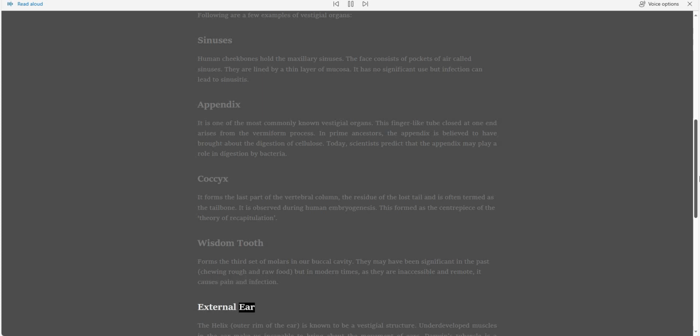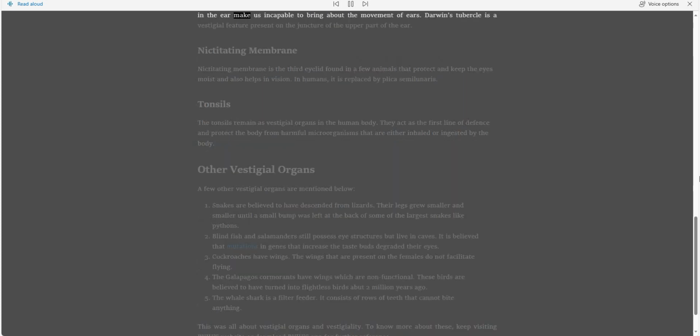External ear. The helix, the outer rim of the ear, is known to be a vestigial structure. Underdeveloped muscles in the ear make us incapable of moving our ears. Darwin's tubercle is a vestigial feature present at the juncture of the upper part of the ear. Nictitating membrane. The nictitating membrane is the third eyelid found in a few animals that protects and keeps the eyes moist and also helps in vision. In humans, it is replaced by plica semilunaris. Tonsils. The tonsils remain as vestigial organs in the human body. They act as the first line of defense and protect the body from harmful microorganisms that are either inhaled or ingested.